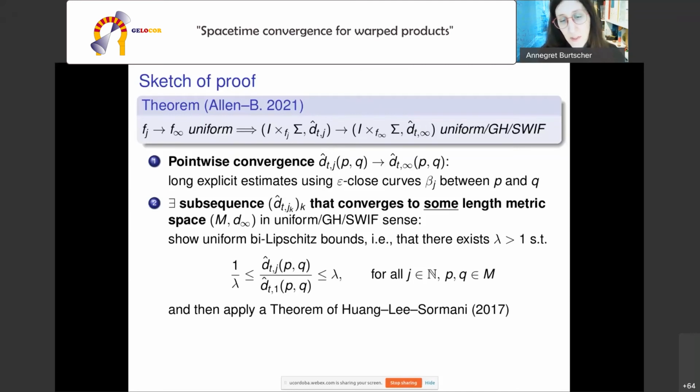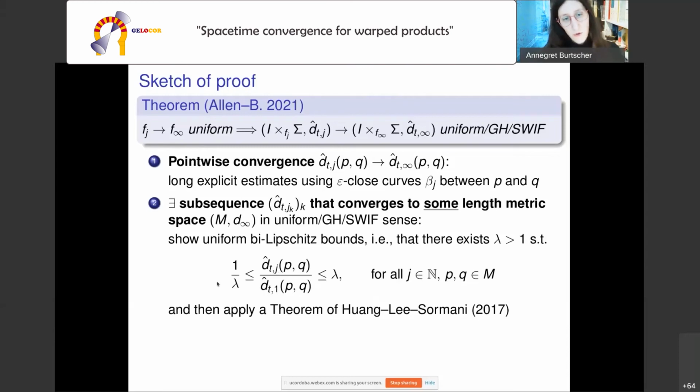And the reason for that is that we actually use a result of Huang, Li and Sormani from 2017. In order to apply that theorem, we need to prove these uniform bi-Lipschitz bounds. So you can see them here. You have to just estimate the null distances of some term of the sequence to some fixed other distance. And in this case, I just wrote 1, but it could be any other one as well.